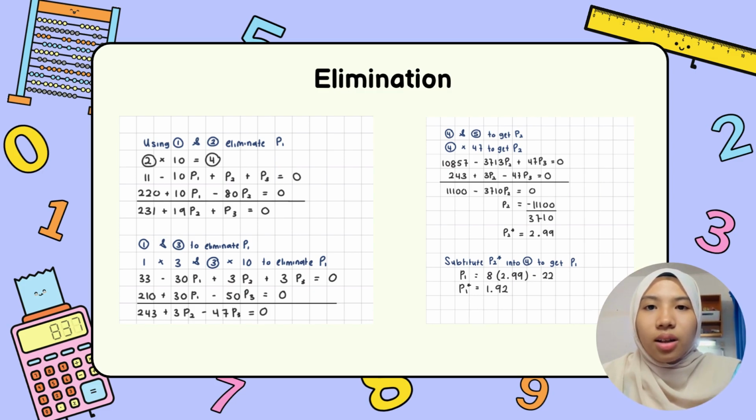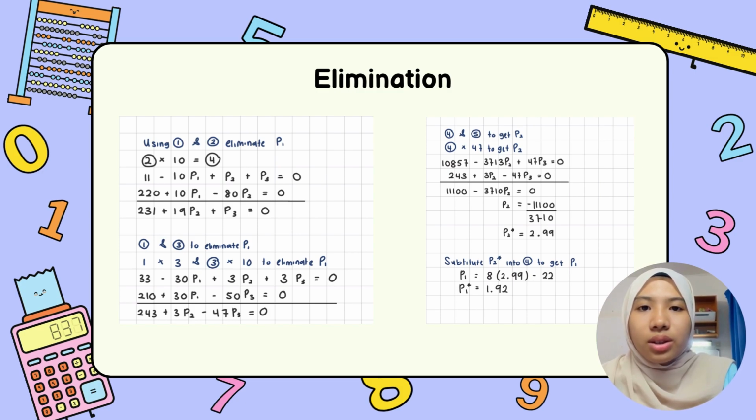Next step is 4 and 5 to get P2. 4 times 47 to get P2. 10857 minus 3713P2 plus 47P3 equal to 0 plus 243 plus 3P2 minus 24P3 equal to 0. Get 11100 minus 3710P2 equal to 0. P2 equal to negative 11100 divided by 3710, get P2 star equal to 2.99.